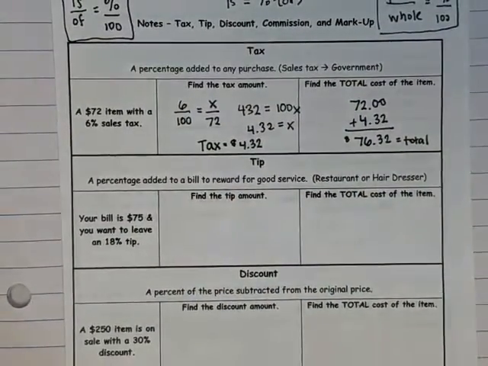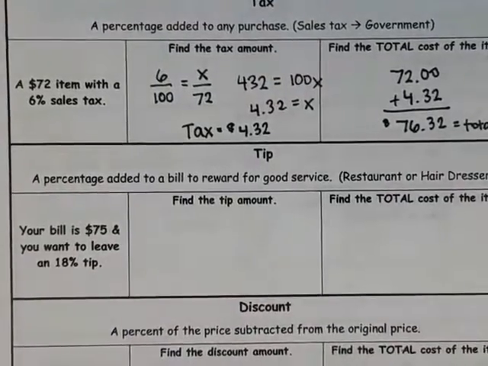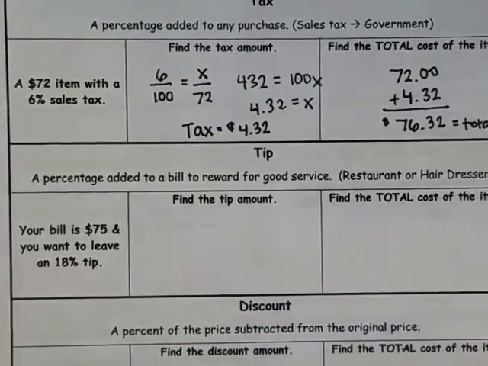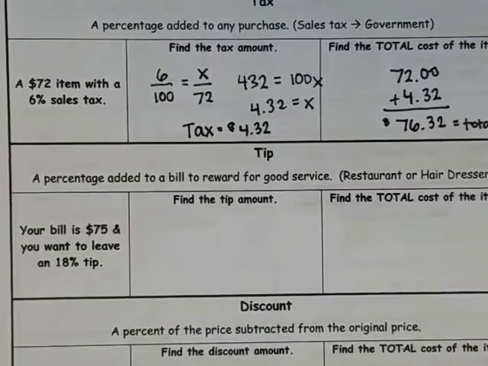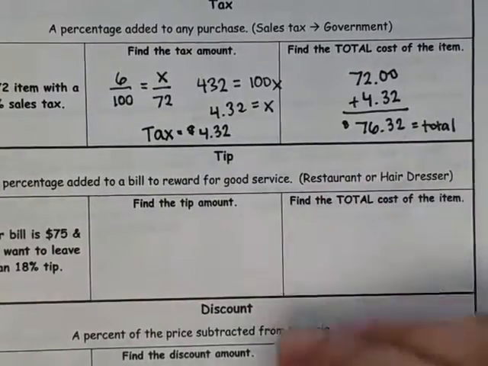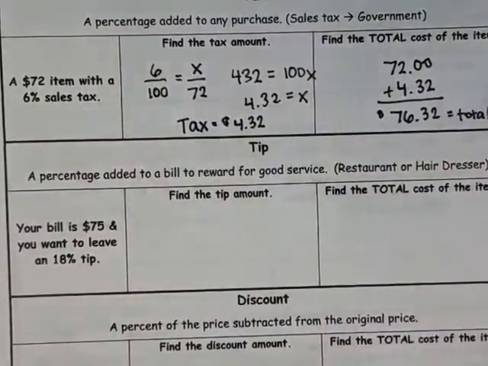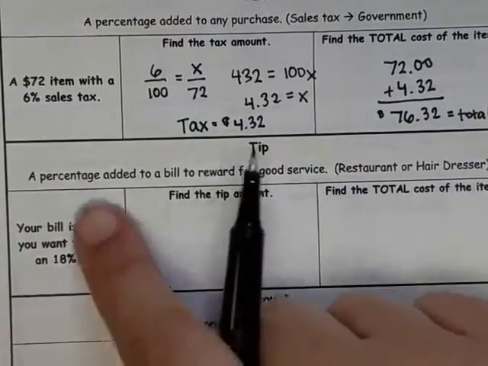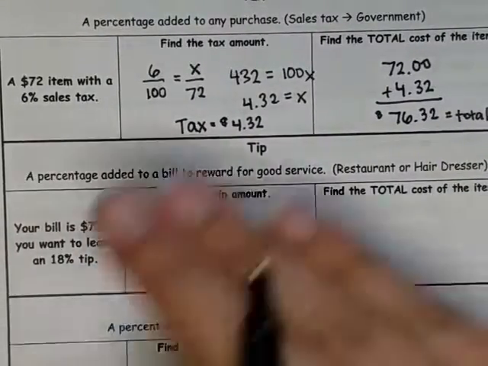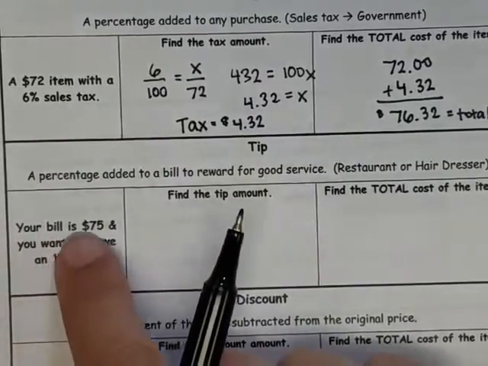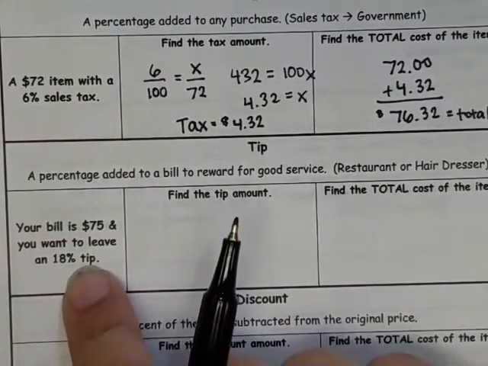Tip is very similar to tax. Okay, it's something added on at the end, but a tip is usually what you do to say thank you to someone doing a service for you, such as cutting your hair or serving you your dinner. So like a restaurant or hairdresser. So tip is something that, again, you add at the end. So right here, we're going to do a problem where we're just talking about tip, no tax yet. Your bill was $75 and you want to leave an 18% tip.